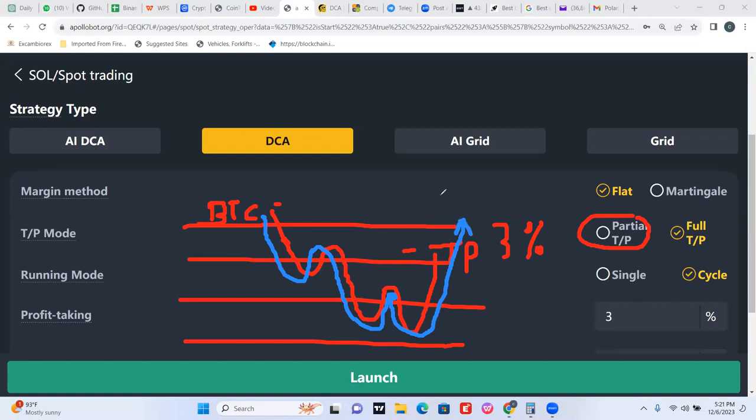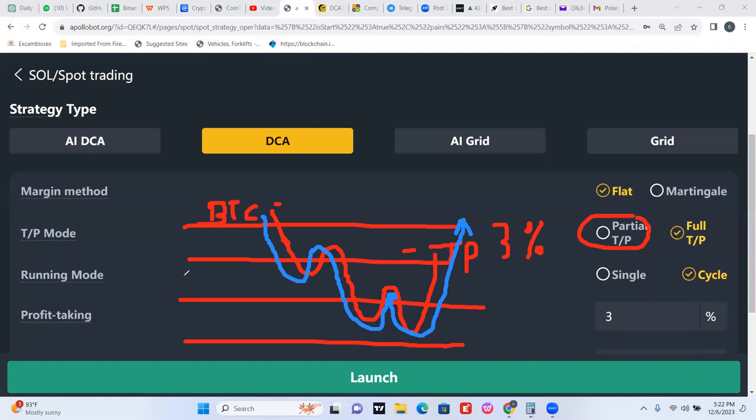It will do this either on a cycle or on single, depending on the running mode. So this is the difference between partial and full. When trading the DCA, you have the option of picking between full TP and partial TP.